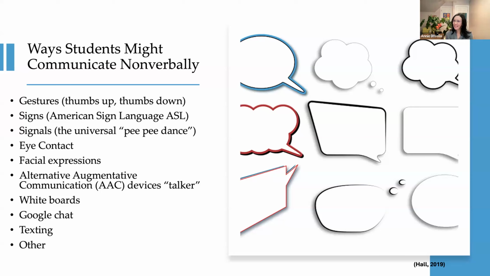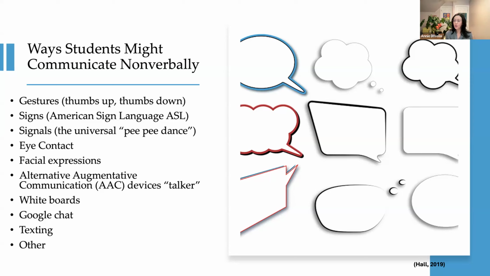I think we all recognize the universal pee pee dance as communicating the message, I need to use the bathroom. Eye contact is a hugely important and powerful way that we communicate with students and that students communicate with us. Facial expressions, as I mentioned previously, and AAC devices, informally called the talker, are utilized by many of our students.